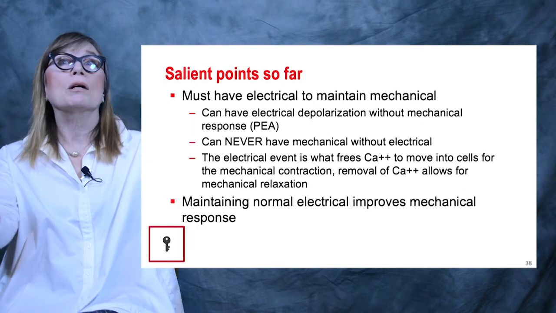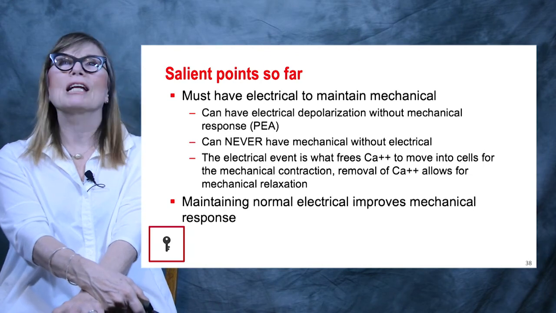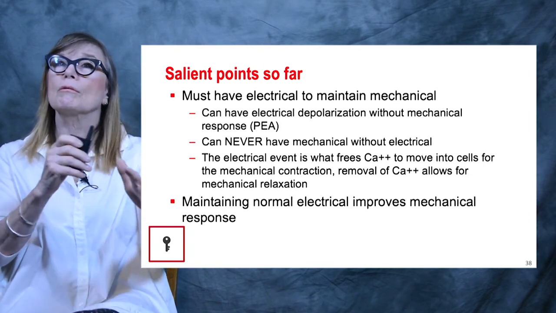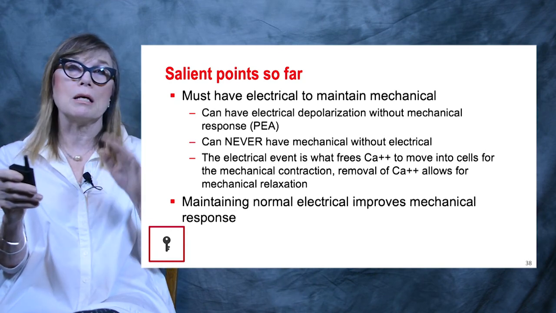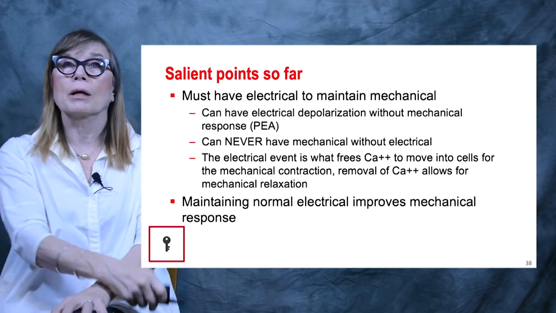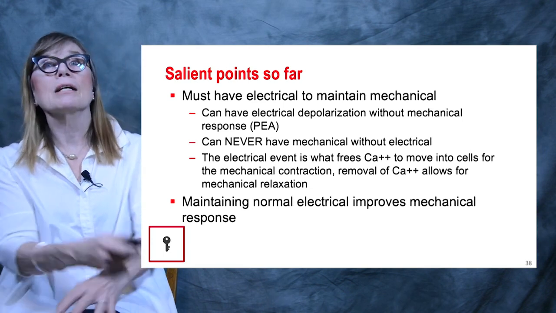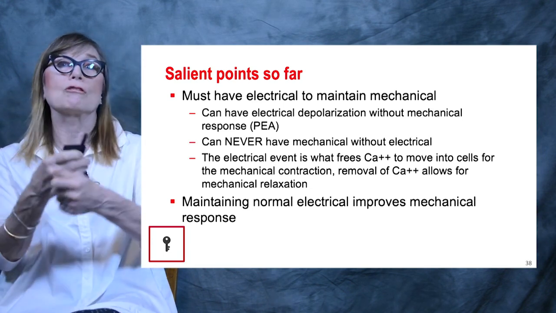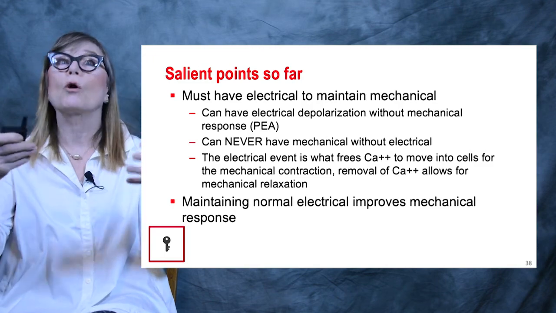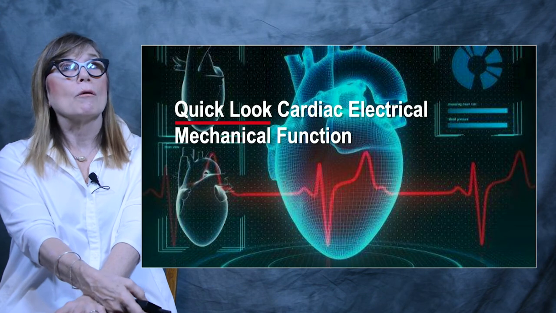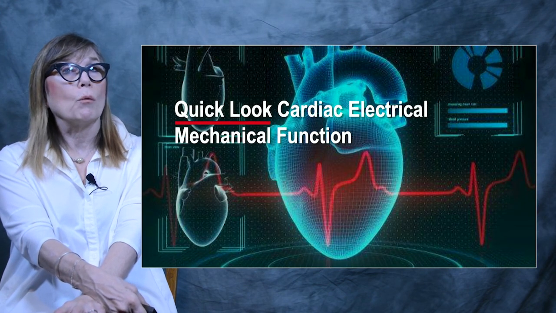So our salient points so far: must have electrical to maintain mechanical. You can have electrical depolarization without mechanical response, PEA. You can never have mechanical without electrical. The electrical event is what frees the ionized calcium to move into the cells for contraction, and that's what's going to affect ventricular ejection. And I want to remind you of a few more salient points.